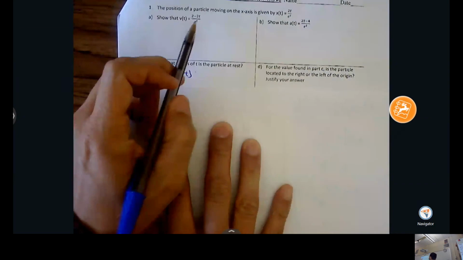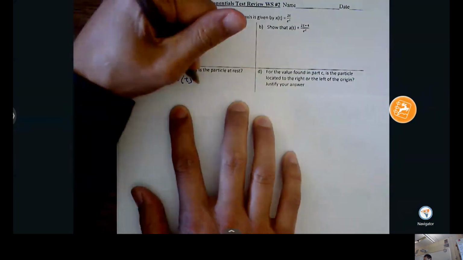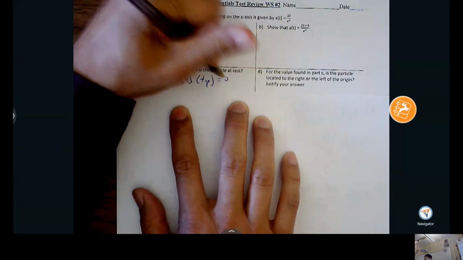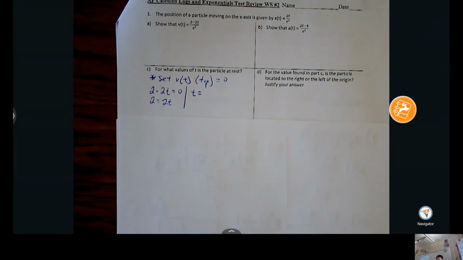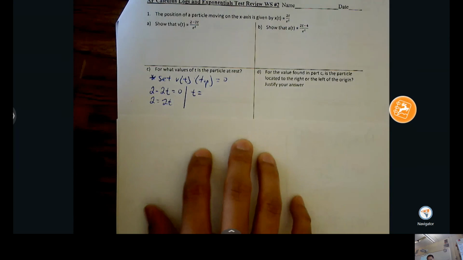Now, we have a couple of parts for velocity, right? So what parts of velocity do we set equal to 0? Do we set the top equal to 0? Do we set the bottom equal to 0? Do we set the whole thing equal to 0? You set the top. Just the top, yeah, just the top. So t equals what? 1, yeah.